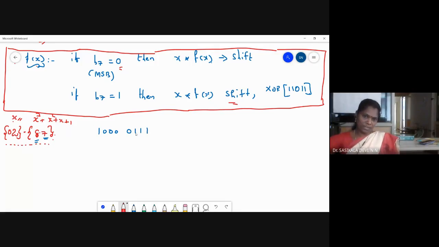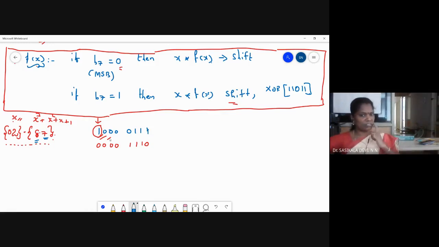Simply check the most significant bit. Here the most significant bit is 1. If the most significant bit is 1, two operations are required: one is a shift and then an XOR. Just do the shifting here, and this bit will be shifted out. This is not a circular shift, this is a plain shift. The padding bits are normally filled with 0.